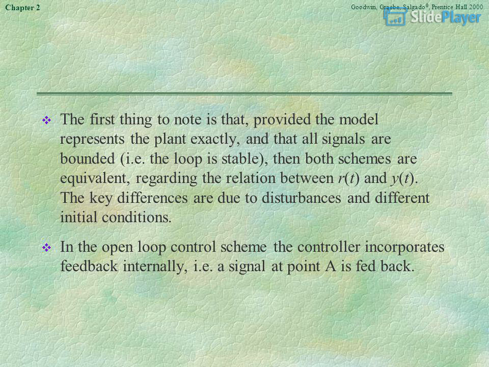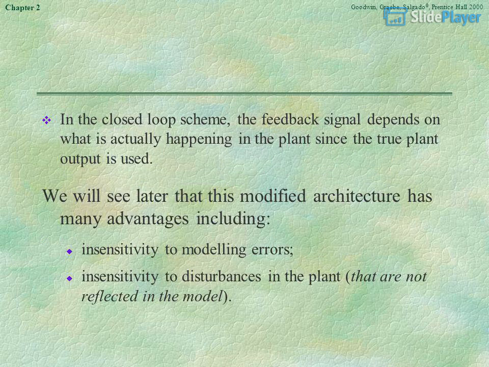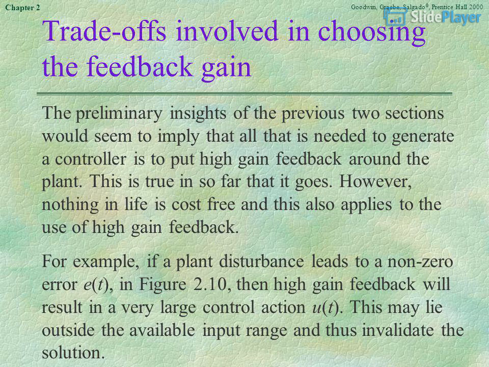In the open-loop control scheme, the controller incorporates feedback internally, i.e. a signal at point A is fed back. In the closed-loop scheme, the feedback signal depends on what is actually happening in the plant, since the true plant output is used. We will see later that this modified architecture has many advantages, including insensitivity to modeling errors, insensitivity to disturbances in the plant that are not reflected in the model, and trade-offs involved in choosing the feedback gain.